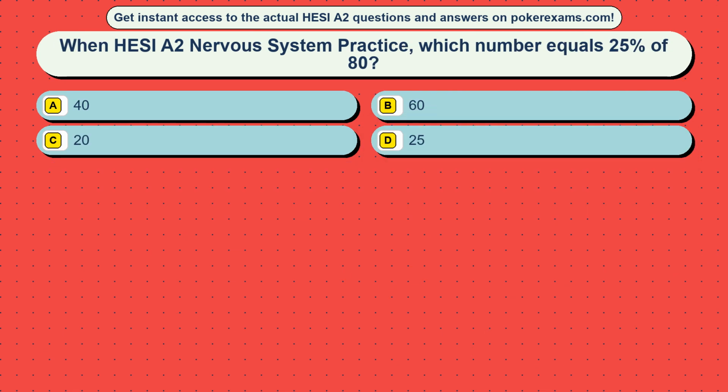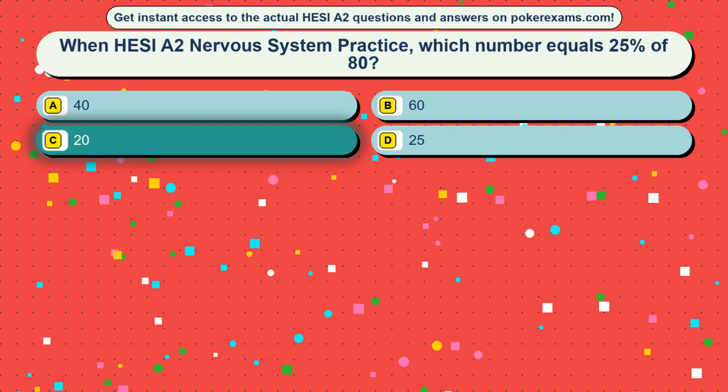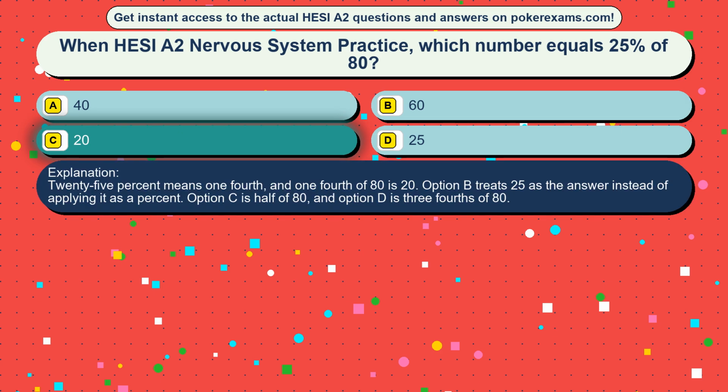Question 19. When HESI A2 nervous system practice, which number equals 25% of 80? Option A, 40. Option B, 60. Option C, 20. Option D, 25. The correct answer is option C, 20. 25% means 1/4, and 1/4 of 80 is 20. Option D treats 25 as the answer instead of applying it as a percent. Option A is half of 80, and option B is 3/4 of 80.